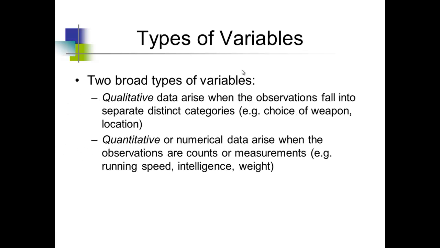Essentially, we have two main types of variables. We have qualitative and quantitative. Qualitative are basically variables that have to do with a category or a nominal measure of something. These tend to be like choice of weapon, location. The thing that's helpful for me to remember about the difference between qualitative and quantitative is qualitative tends to be something where ordering them doesn't make any sense.